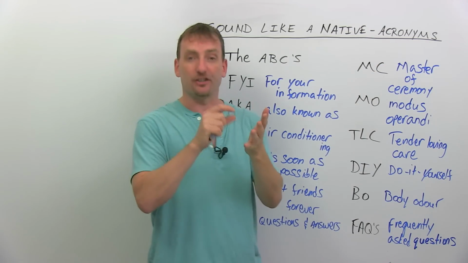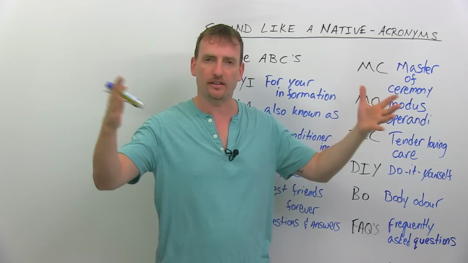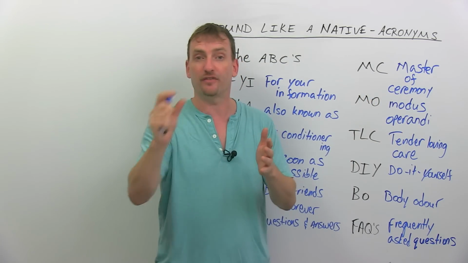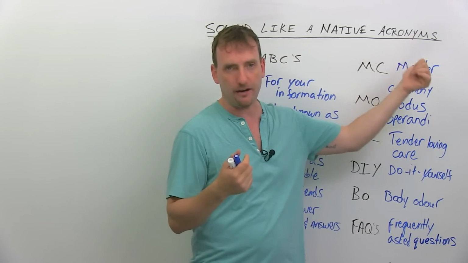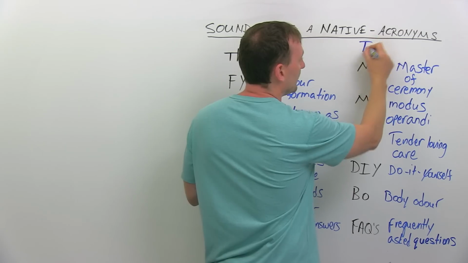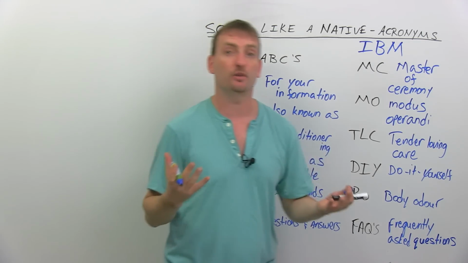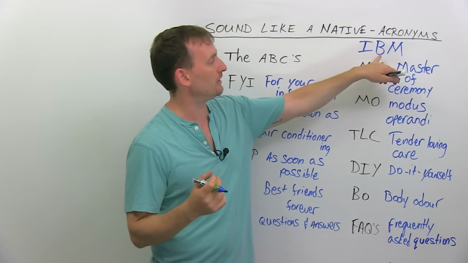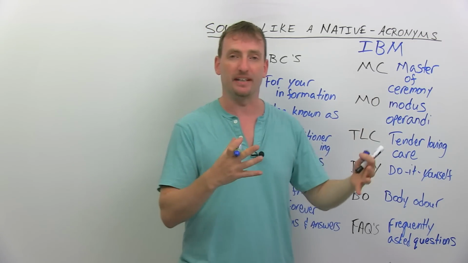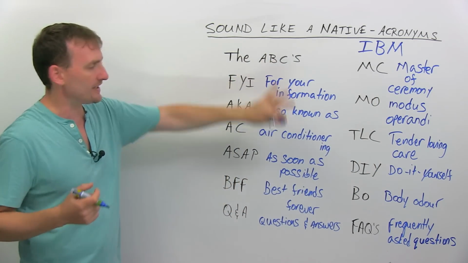Acronyms are letters or initials of words, and instead of saying all the different words separately, we just squeeze them all into the first letter of each word, and that's called the acronym. So for example, all of you, I think, know the company IBM. It's a big international computer company. International Business Machines. So this is an acronym for a company name, but we also have acronyms for regular words. So we're going to look at some of these.